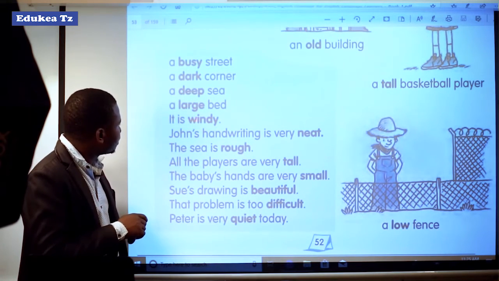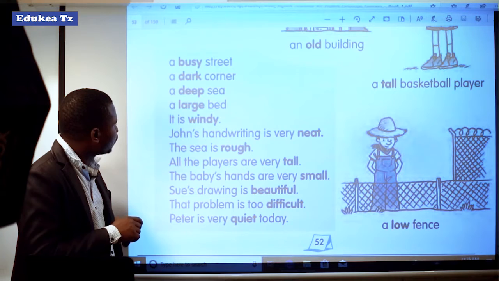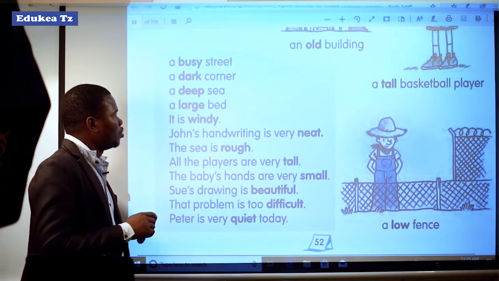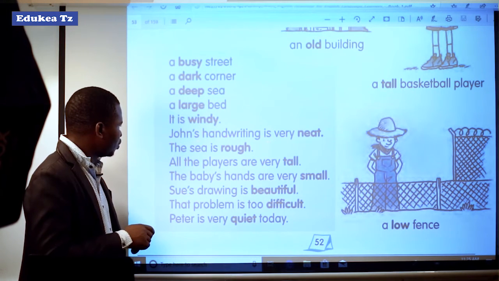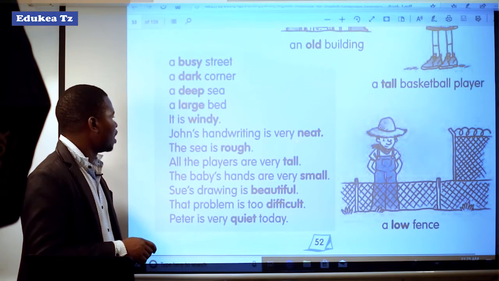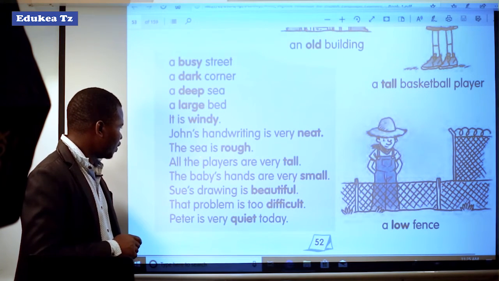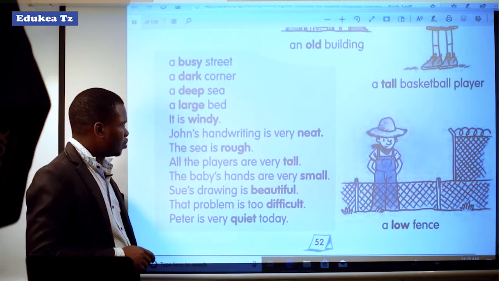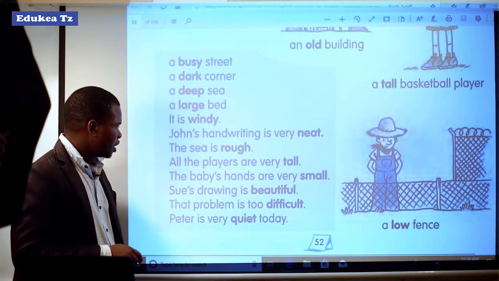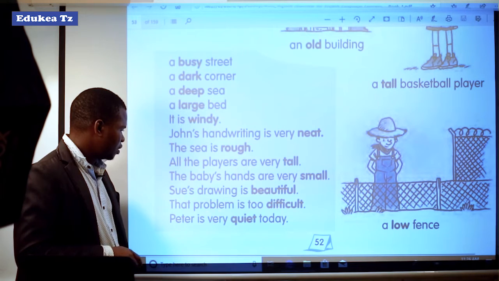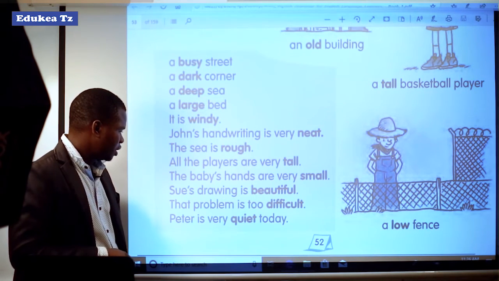So you can see in the sentences above, we have the adjective before the noun. But in the sentence John's handwriting is very neat, you can see the adjective is at the final sentence position, that is to say after the noun. The sea is rough. Even here we can see there is a noun, then an adjective. All the players are very tall. The baby's hands are very small. Sue's drawing is beautiful. That problem is too difficult. Peter is very quiet today.